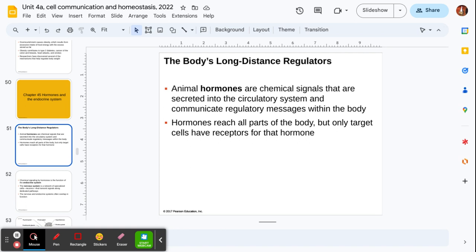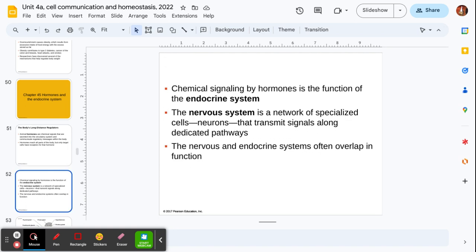Hormones are chemical signals that our body is able to give off, or I should say our cells are able to secrete. They're able to give off into the circulatory system, so they're being put into the blood vessels, into the bloodstream. And then they're communicating with a target that is not close by. It's a target that is somewhere usually pretty remote to where it was released.